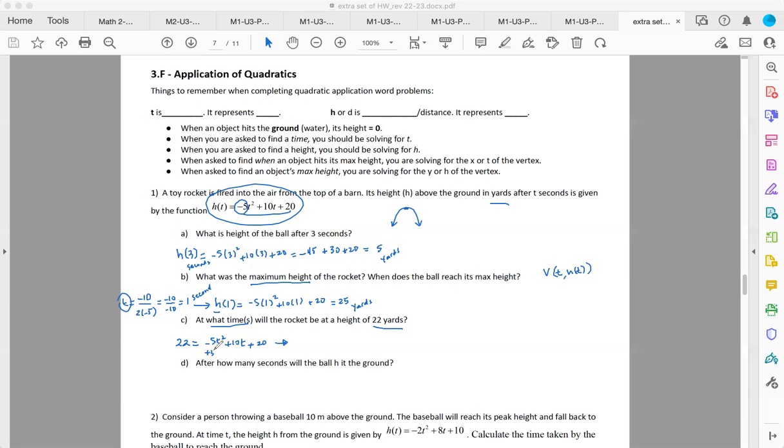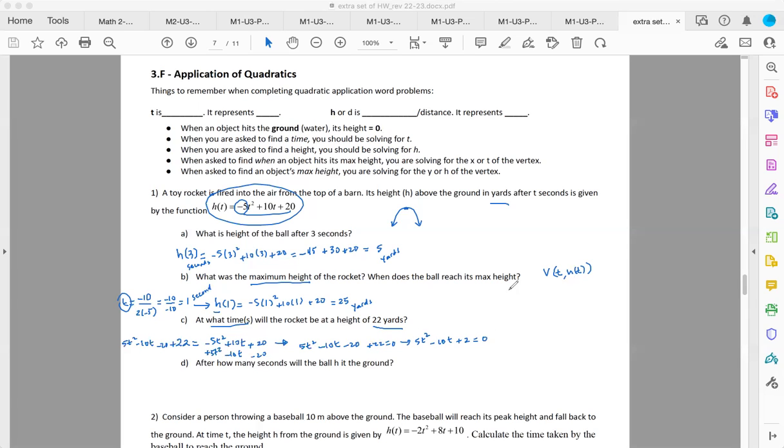So I'm going to add 5t squared, or you can multiply by a negative, it's the same thing. Subtract 10t and subtract 20. So 5t squared, subtract 10t, and then subtract 20, and then plus 22. So this becomes 5t squared minus 10t minus 20 plus 22 equal to 0, which means 5t squared minus 10t, negative 20 plus 22 is plus 2 equal to 0. And then you can solve whichever method you want.